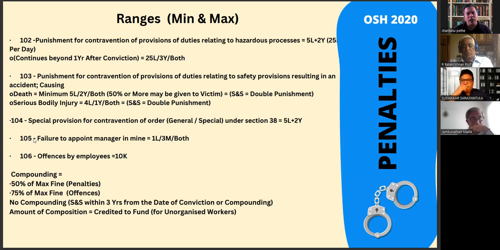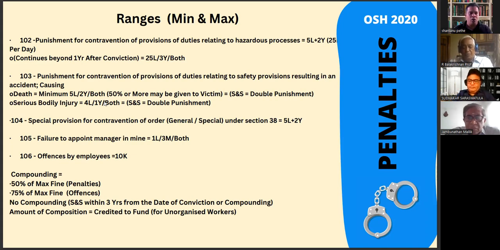Now, if there is a factory and there is a death of any person because of an accident, then there will be a minimum 5 lakh rupees penalty and 2 years of jail, or both, and 50% or more may be given to the victim. This is also a very good provision, that in case of a death, whatever penalty the employer pays, 50% may be given to the victim. And this penalty will get doubled if there is a second or subsequent default.